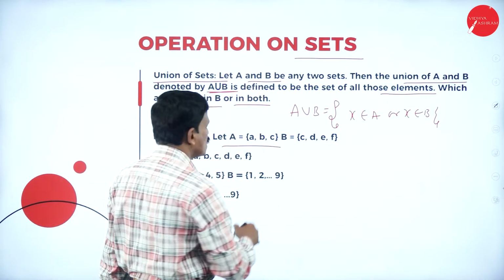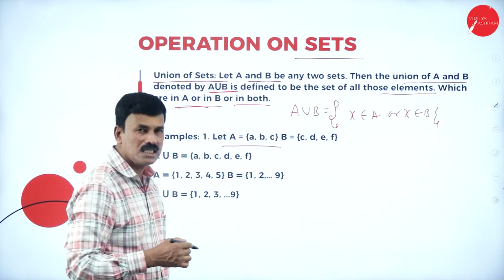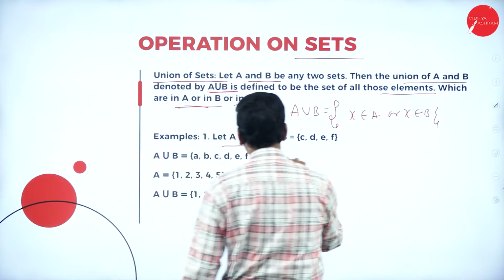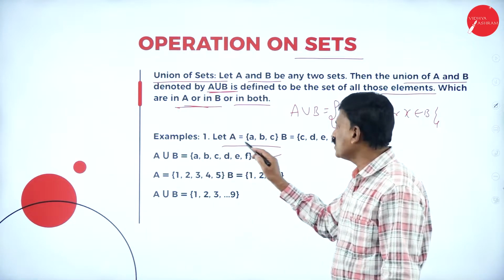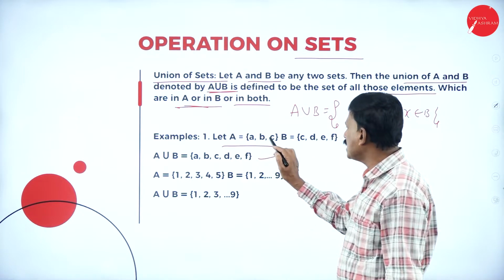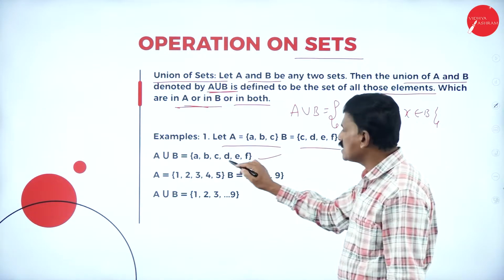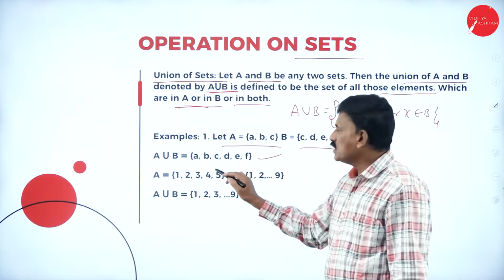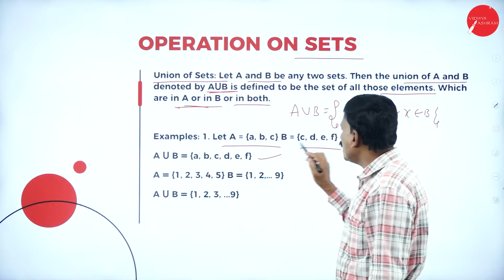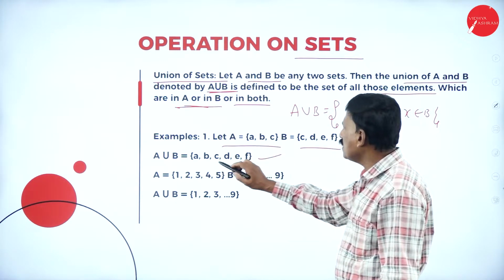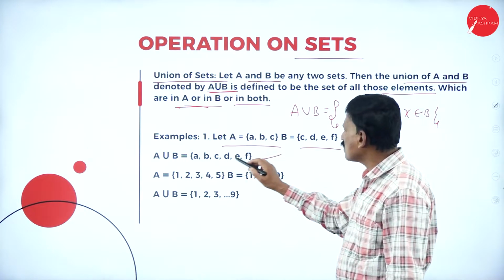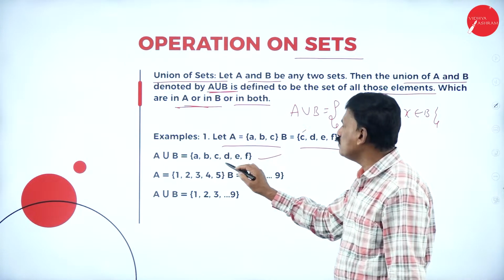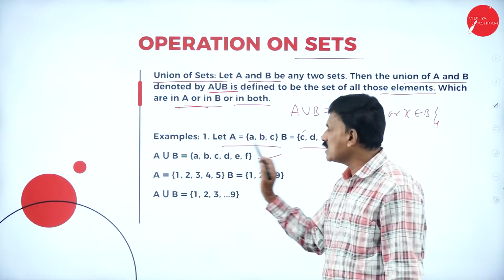Let us come to a small example. Let A be equal to {a, b, c}, 3 elements, and B equal to {c, d, e, f}. Now the union of these 2 sets, A union B, write down the elements of the set A first: a, b, c. B contains c, which we have already entered, then d, e, f. So a, b, c, d, e, f are the elements of the set A union B.